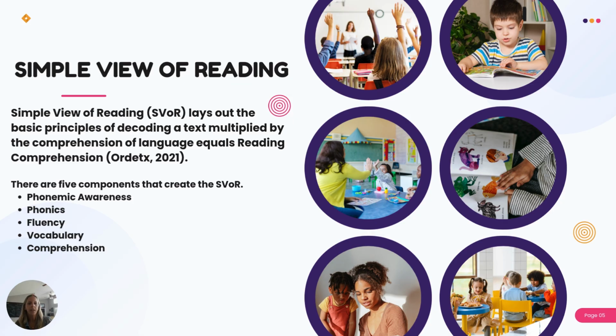The last one that we're going to look at is the simple view of reading, and that lays out the basic principles of decoding a text multiplied by the comprehension of language, which equals reading comprehension. There are 5 components that create SVOR. The first one is phonemic awareness, then phonics, fluency, vocabulary, and comprehension. And we'll take a look at those in detail in the next several slides.